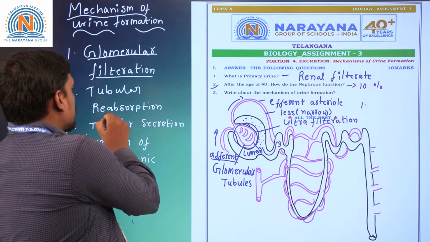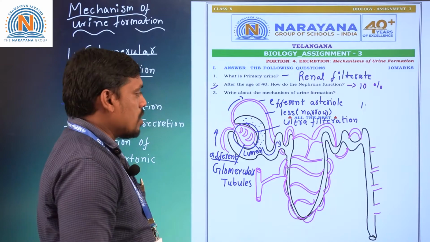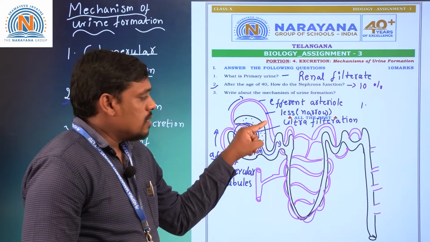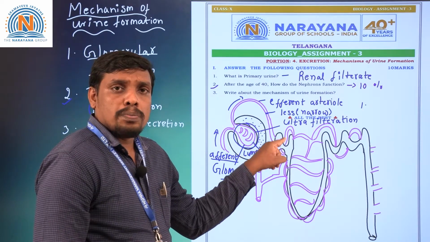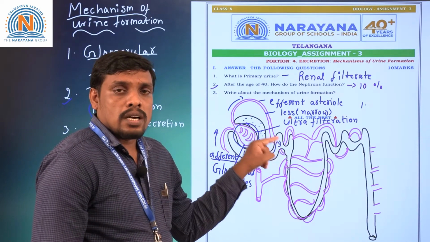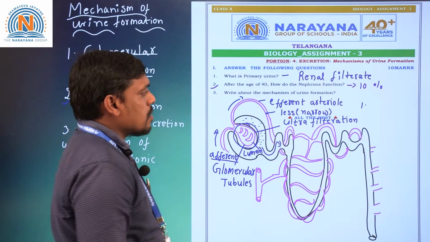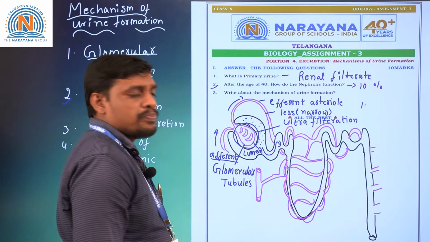Why is it called reabsorption? Because first these substances are absorbed by the glomerular tubules, and the second time they are absorbed by the proximal convoluted tubule. Hence it is called reabsorption. The second step occurs in the proximal convoluted tubule.